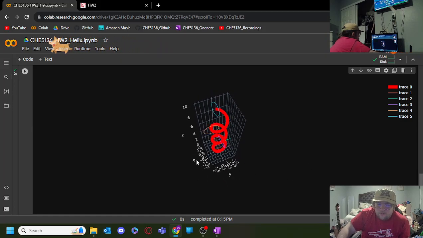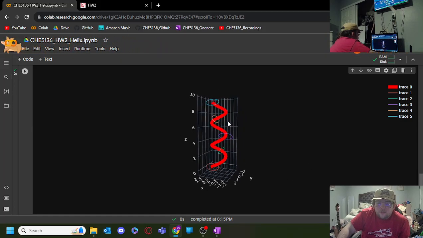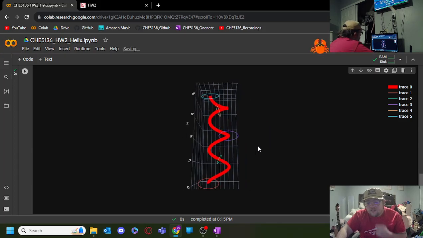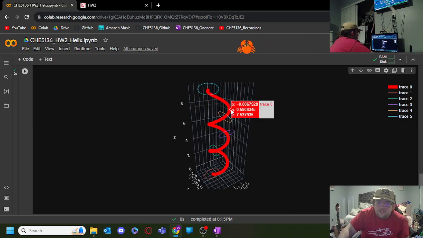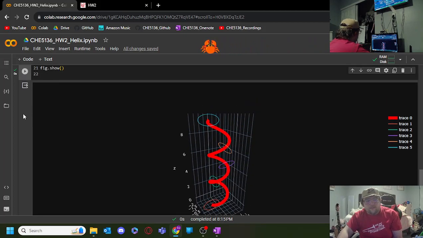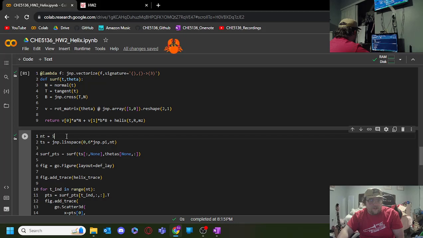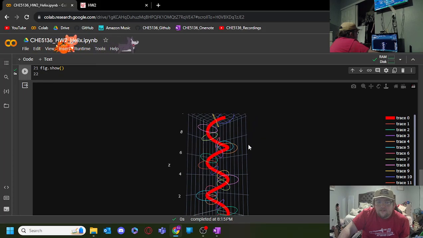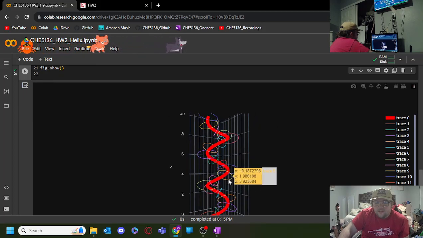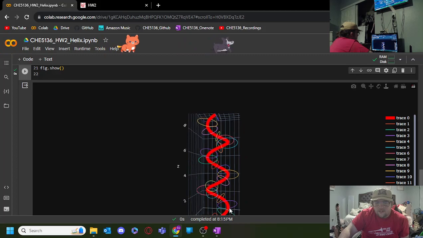We got 2, -2 here, 0 to 10 there. But as you can see, we have our ellipses here. The only thing we have to do now is probably bump that up to like 20. Yeah, so now we have our ellipses. All we have to do now is connect them.